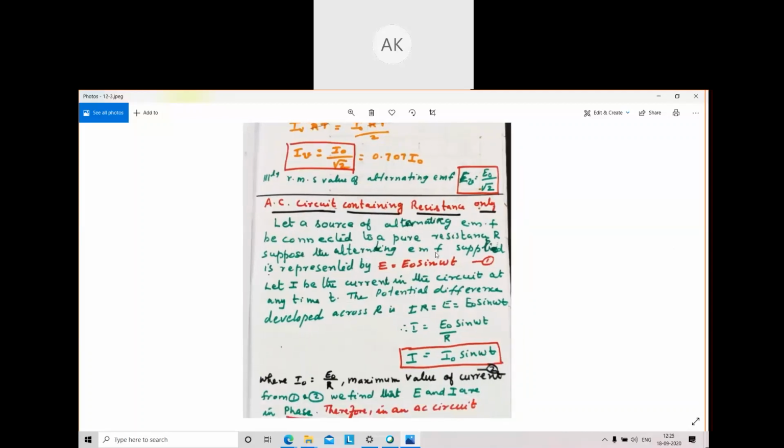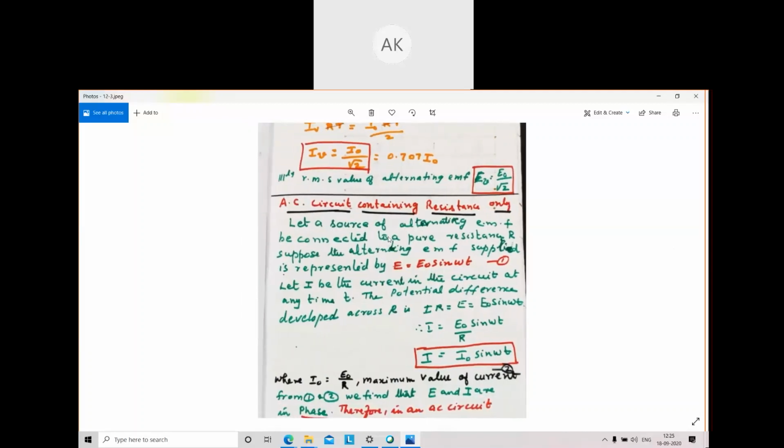Then comes the other derivation, AC circuit containing resistance only. So individually we are studying when AC is sent through a resistor, when AC is sent through an inductor, when AC is sent through a capacitor, what behavior it shows, that we have to study. And when all the elements are together, what behavior it shows, all those things we have to study now. So first one, resistor, it's a very simple derivation.